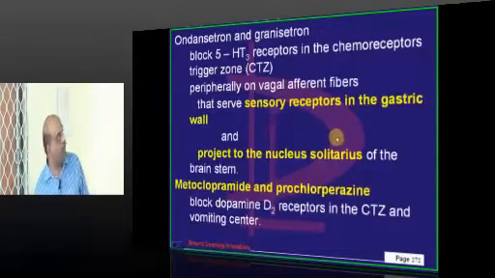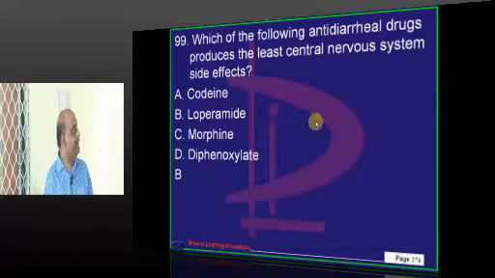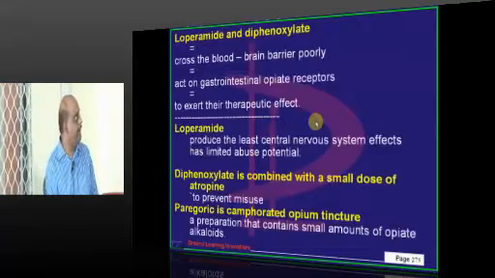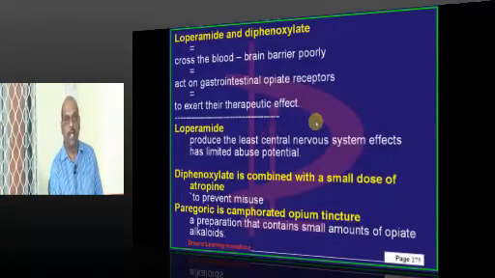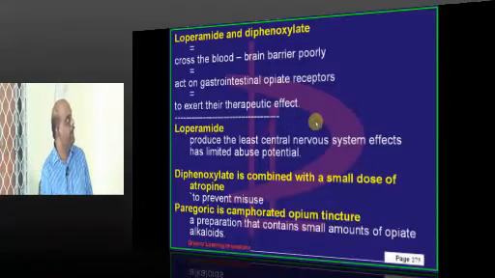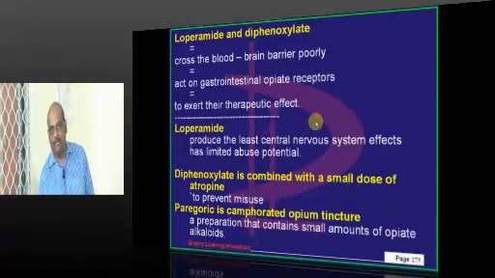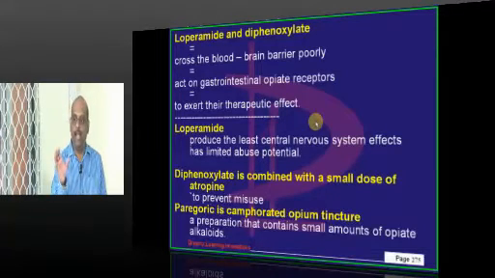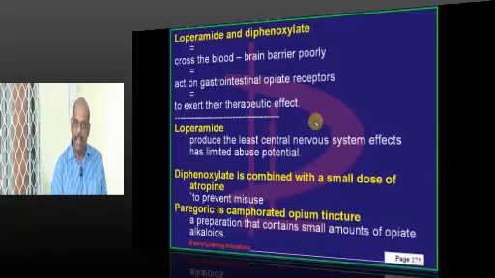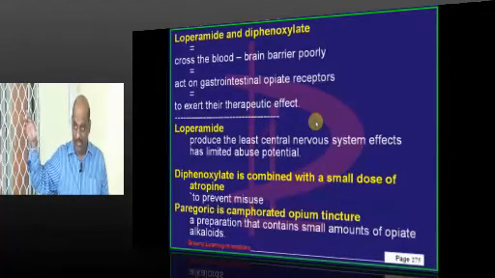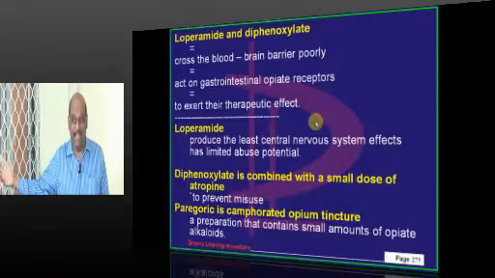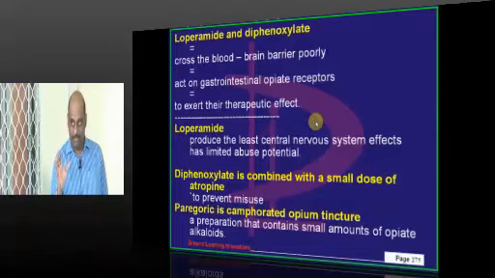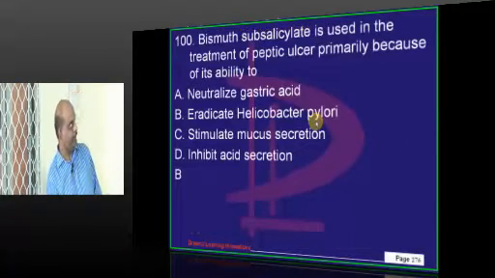Ondansetron, serotonin antagonist. Then loperamide. Loperamide is a wonderful drug that you can give along with diphenoxylate. They won't cross the blood-brain barrier, hence they are considered to be safer, and they will only act on the opiate receptors in the GIT and decrease the GIT motility in a patient who has got diarrhea. If you want to decrease the bolus of stools, you can give loperamide, is what needs to be remembered.